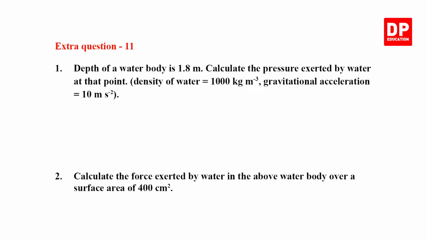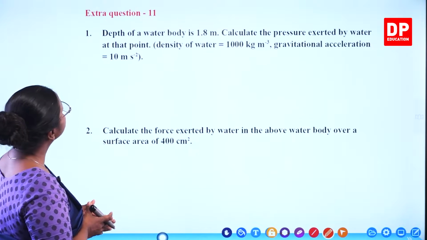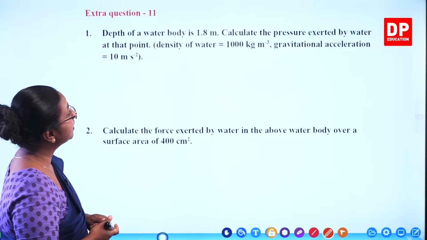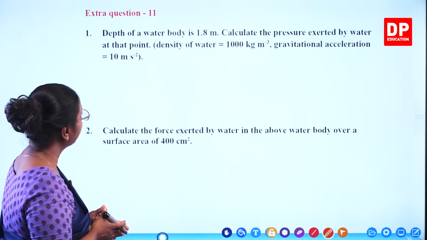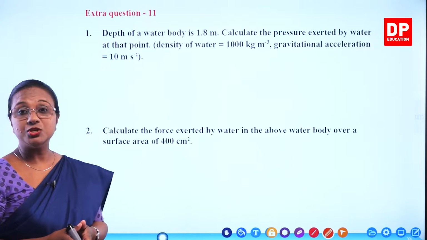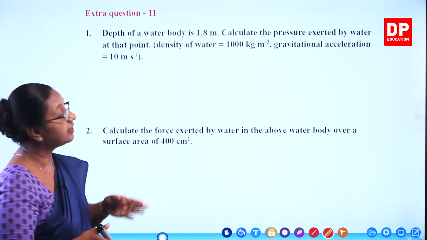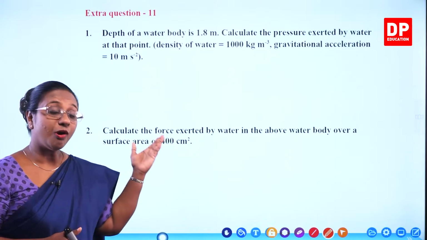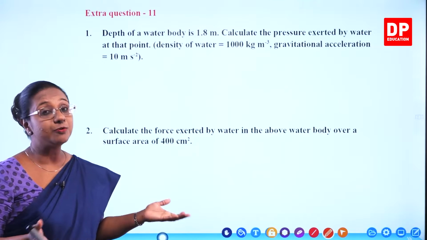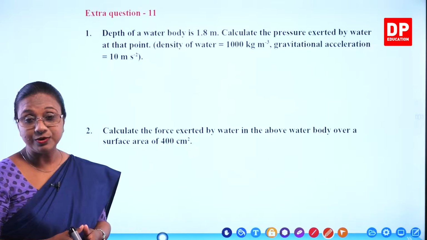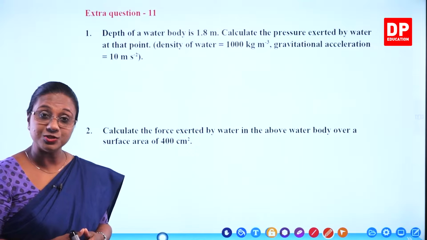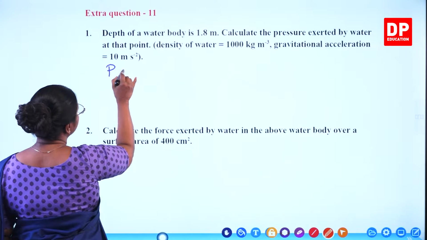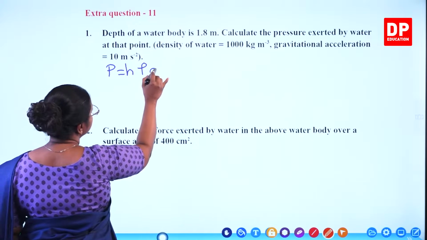Extra question 11. In the first one, the depth of a water body is 1.8 meters. Calculate the pressure exerted by water at that point. The density of water is given as 1000 kg per meter cube and the gravitational acceleration is 10 meters per second square. You're familiar with this type of question. We use the same equation: pressure equals height into density into gravitational acceleration. So I will directly use the equation P equals H rho G.